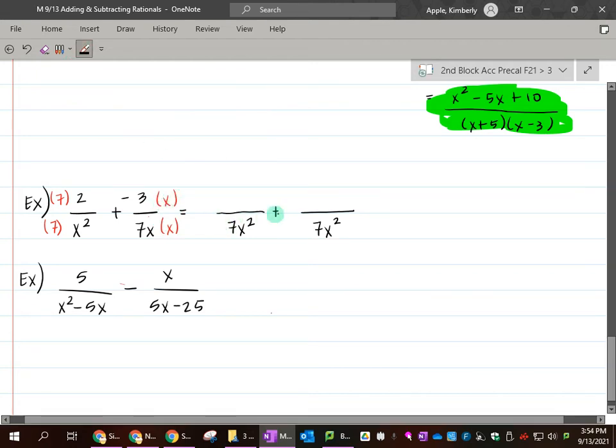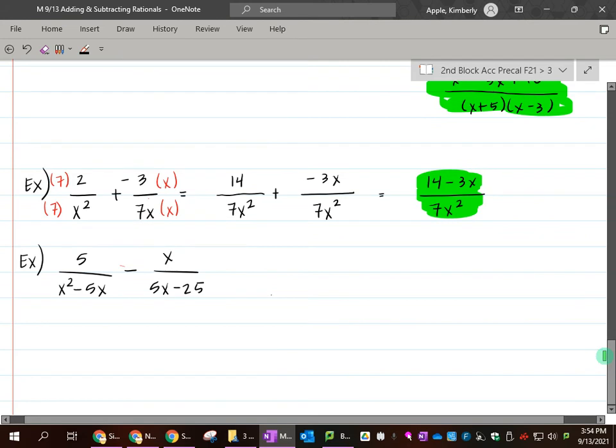And then let's clean this up. So 7 times 2 is 14. Negative 3 times x is negative 3x. And then we can combine the entire thing into a single fraction. So that's 14 minus 3x. And that's not going to simplify any either. So we're done with that one as well.